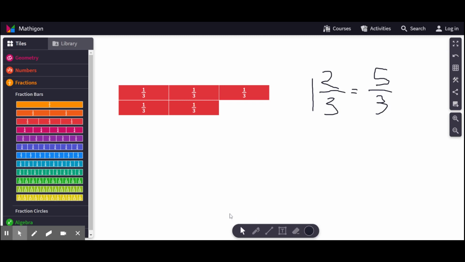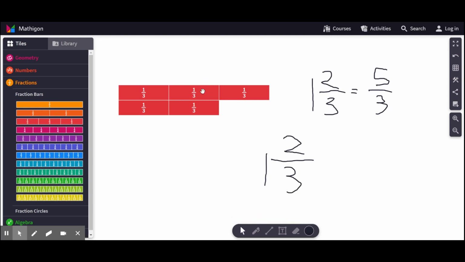I wanted to show this to you with the tiles, but I also want to show you the shortcut for how to figure this out without having to use tiles. It just involves a little bit of multiplying and adding. So I'm going to write 1 and 2/3 again, maybe with a little bit more room.